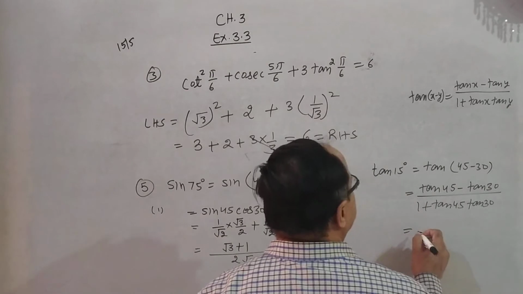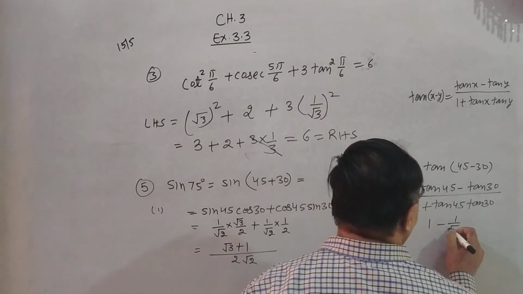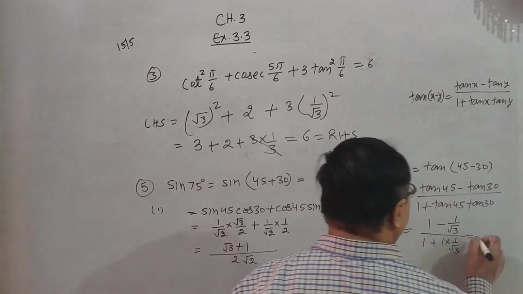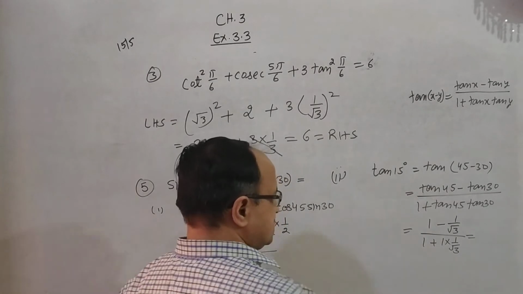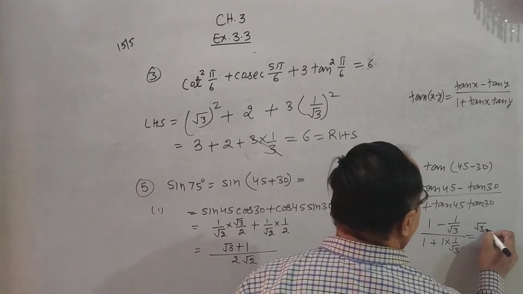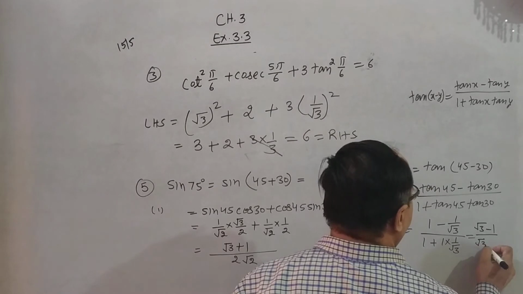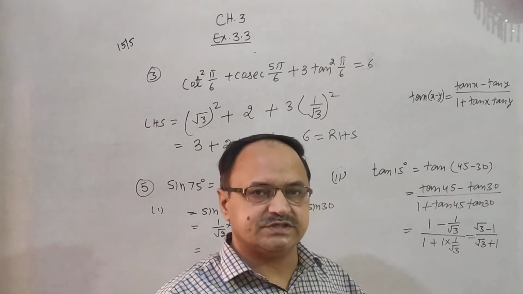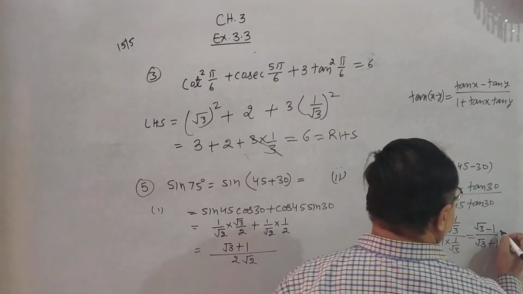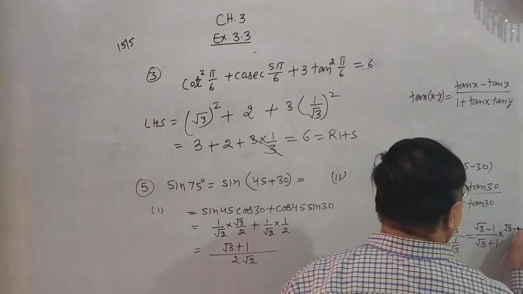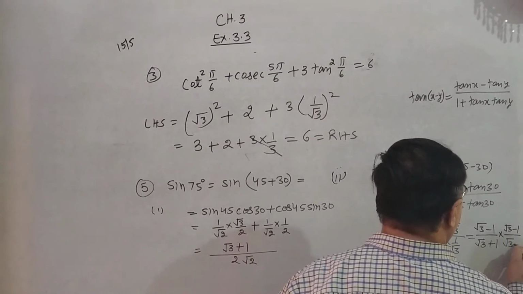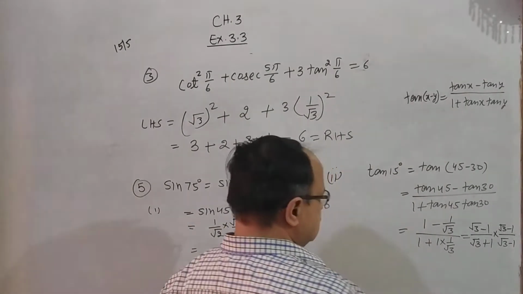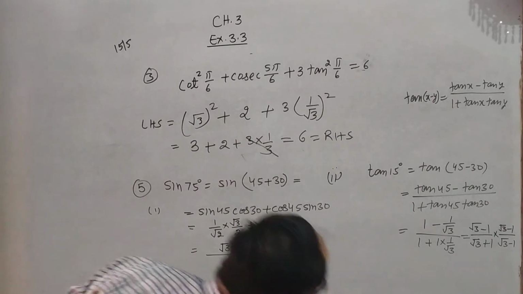You know that tan 45 is 1 and tan 30 is 1 by root 3, and here 1 plus 1 into 1 by root 3. When you simplify this, the result is root 3 minus 1 upon root 3 plus 1. Further, if you want to simplify, then rationalize the denominator, that is multiply by root 3 minus 1 upon root 3 minus 1. Further, you can solve this step yourself. Here it is an easy step.